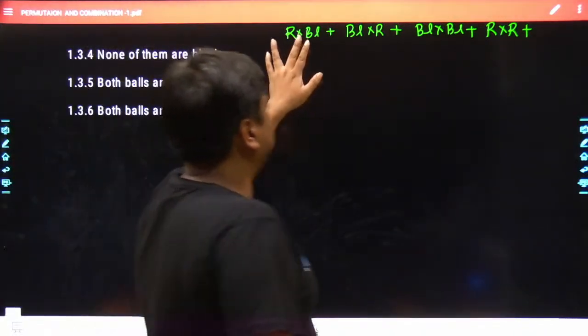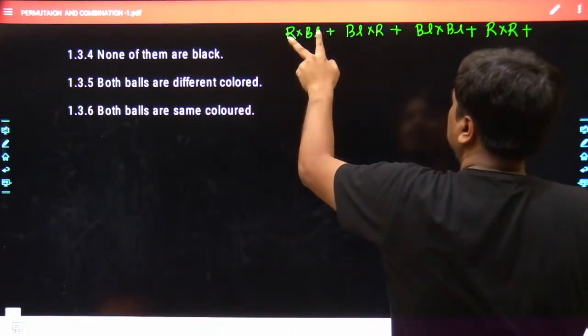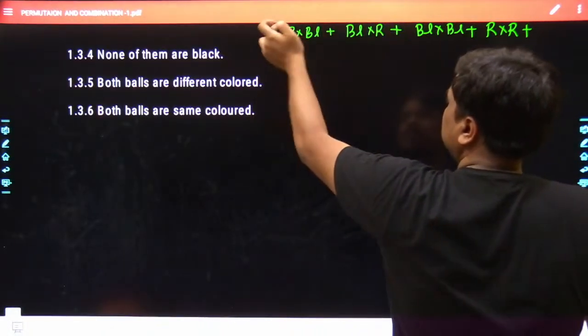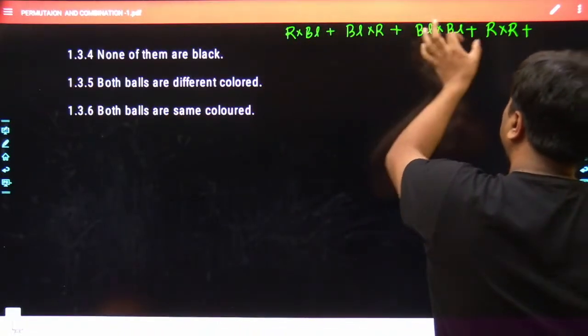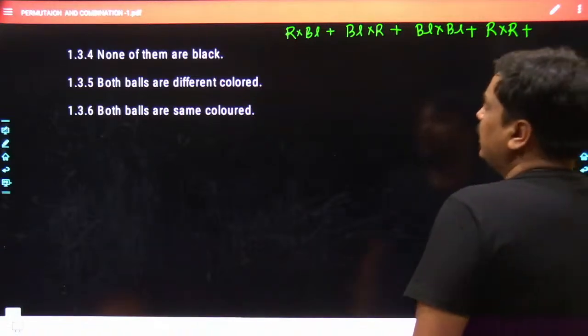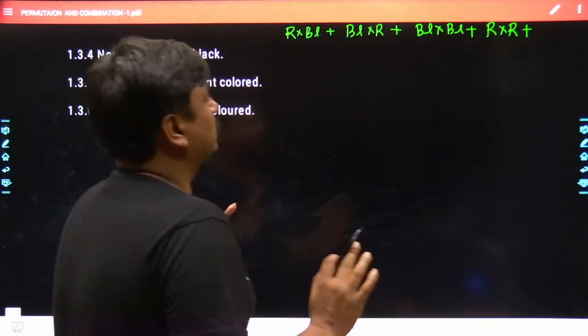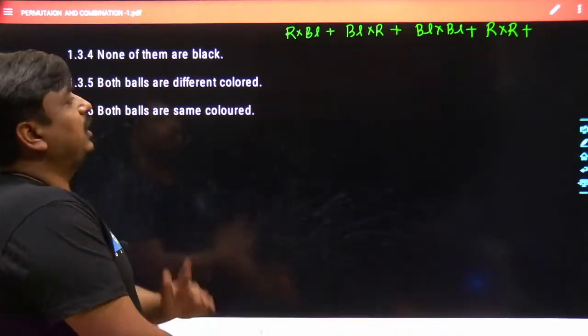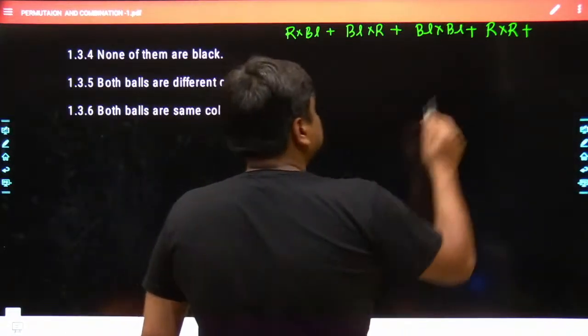So we have started with making the combination between red and blue. So obviously it's going to be RB. If you want, you can write it twice, otherwise you can just multiply by 2. That's fine. Red and blue is done, blue and blue is done, red and red is done. Anything else left out? No, nothing is left out.